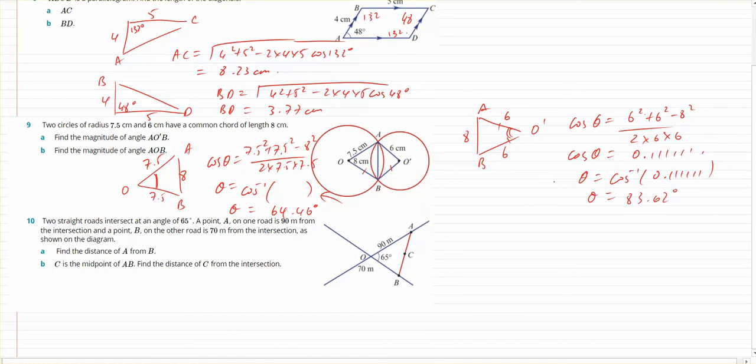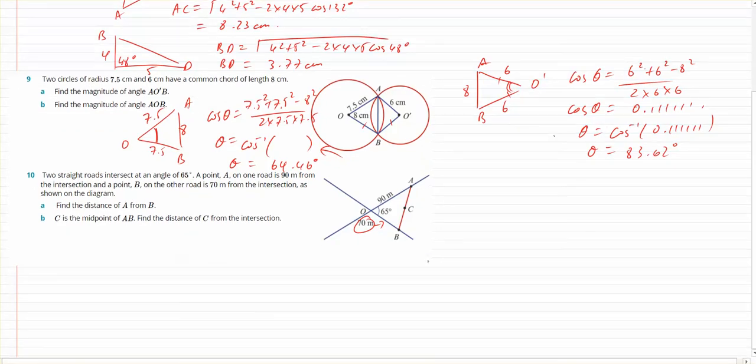Question 10, two straight roads intersect each other at 65 degrees. Point A is 90 and point B is 70. So that 70 is referring to that between BO. We're trying to find distance from A to B. That's pretty easy because we've got a triangle where we've got 90, 70, and I'm trying to find that length there. So we'll call that X, 65 degrees.